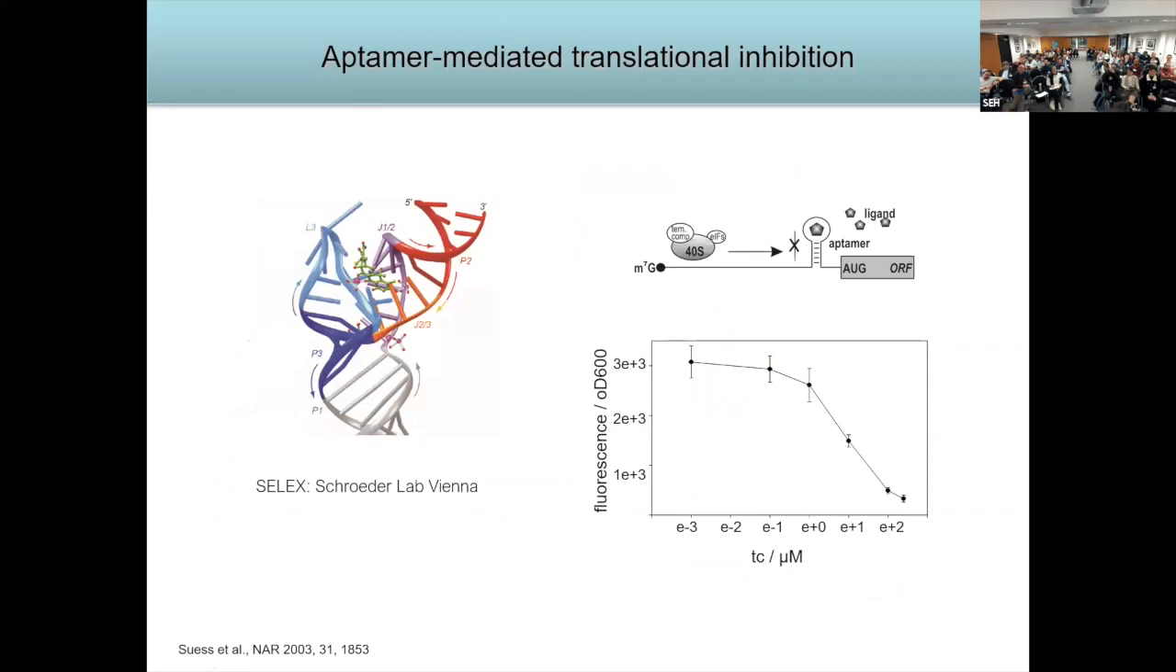So this again is our most favorite aptamer. It's a tetracycline aptamer. You see tetracycline in the middle in green, high affinity binding, 600 picomolar. And this was our very first experiment. I think it was around 2000 when I did this measurement, where you simply put an aptamer in front of the reporter gene in yeast, and you can control gene expression in a dose-dependent way.